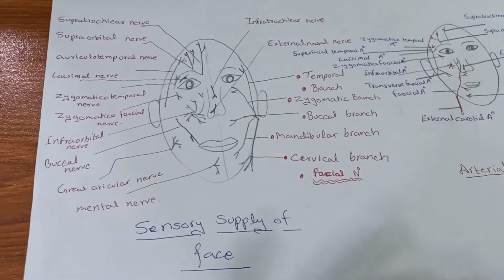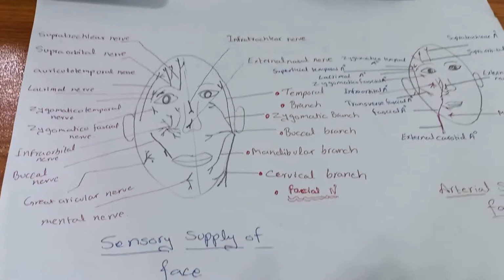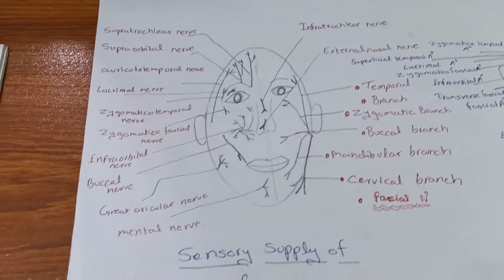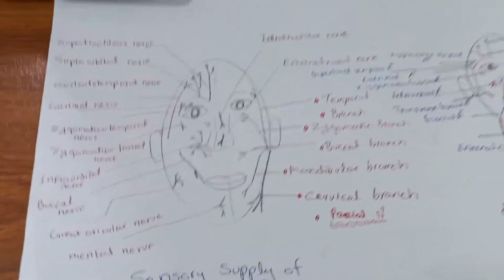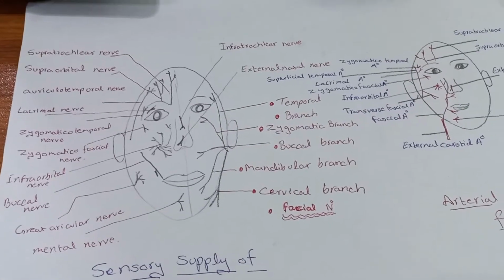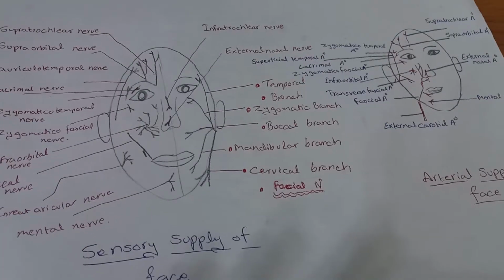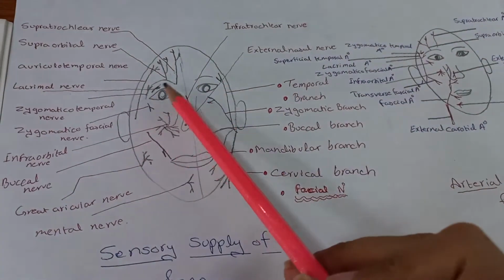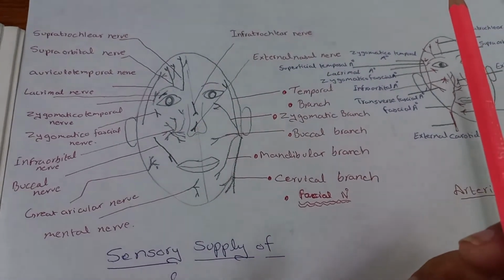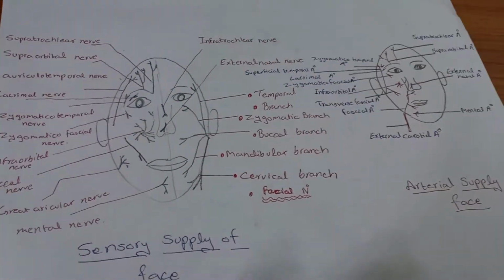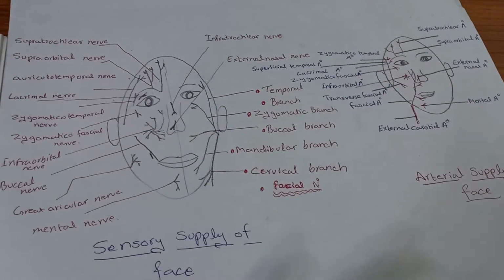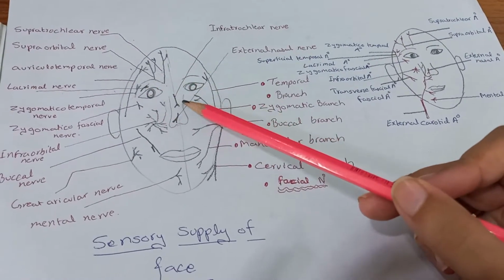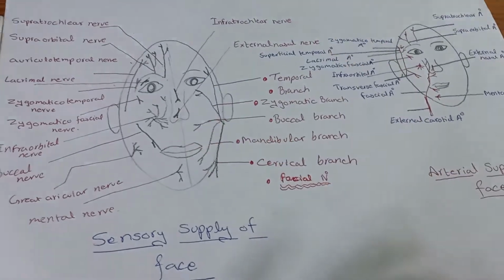One by one we are going to discuss these three divisions of the trigeminal nerve, and following are the divisions: ophthalmic division, maxillary division, and mandibular division. First of all, let us discuss the ophthalmic nerve. The ophthalmic nerve gives 5 branches that innervate the skin over the forehead, upper eyelid area, and side of the nose. Let us discuss these 5 branches one by one. Following are the 5 branches of the ophthalmic nerve: supratrochlear nerve, supraorbital nerve, lacrimal nerve, infratrochlear nerve, and external nasal nerve.